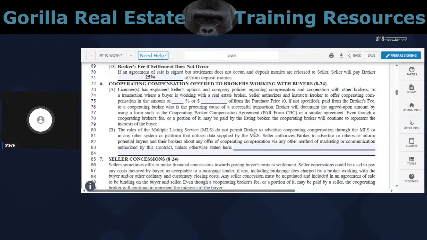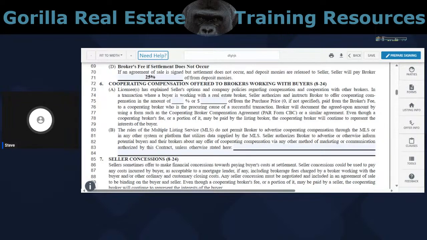The rules of the MLS do not permit the broker to advertise otherwise. The seller authorizes the broker to advertise or otherwise inform potential buyers about any compensation authorized by this contract unless stated here. So this is how much you're offering to the buyer agent, Mr. Seller. If you don't want us to tell the buyer's agent how much they're going to get paid, you have to tell me that here, because even though you can't put it on the MLS, we can put it on our website. I'm actually considering starting a little database where agents can all put up their broker compensations.